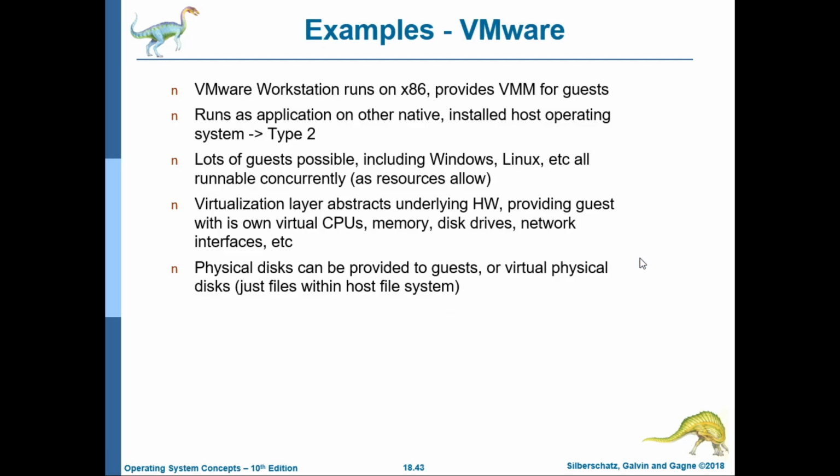So for examples of virtual machines, we have VMware. VMware Workstation runs on x86, provides a VMM for guests, and runs as an application on the other native installed host operating system. This is an example. Aside from Oracle VirtualBox, VMware is also a type 2 hypervisor. Lots of guests are possible, including Windows, Linux, and others, all runnable concurrently as resources allow. As I've said, if your computer system can allow running 2 or more guest operating systems.